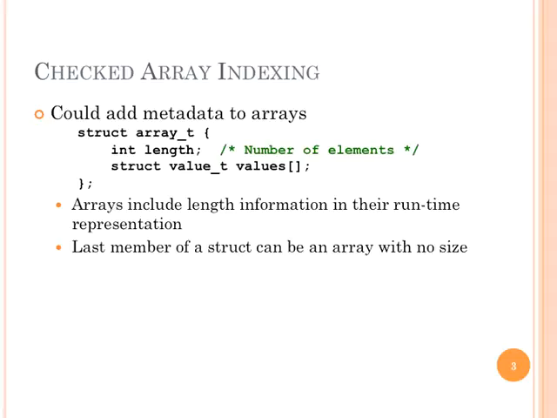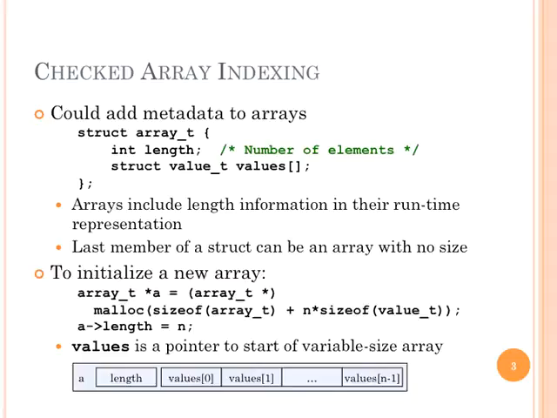What you do is you allocate a struct that is the size of the struct plus as many array elements as you want, and then you can use values to index those elements. So you would do something like this. Array_T star A, so we have a pointer to our array type. We malloc sizeof array_T, so whatever that thing is. Anybody want to guess what sizeof array_T would be? On a 32-bit platform, GCC? 4. That's a very good answer.